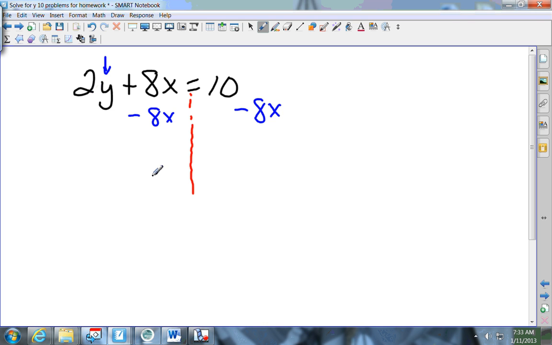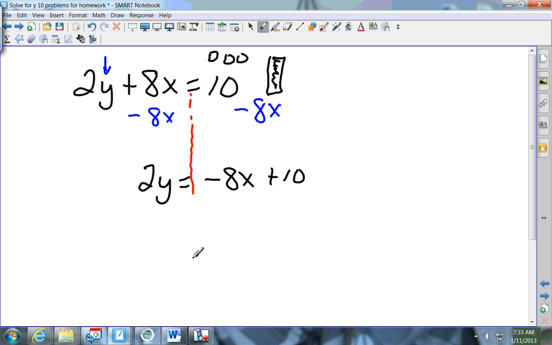Now, people normally bring down the 2y. What I see as a mistake is they put this together right here and they write 2x. Why is that wrong? You can't put them together, right? Because on the tiles, these are the little units, and the x's are the long ones. You can't put them together. They've got to stay separate. So it stays as negative 8x plus 10, because I'm going to have my slope and my y-intercept.